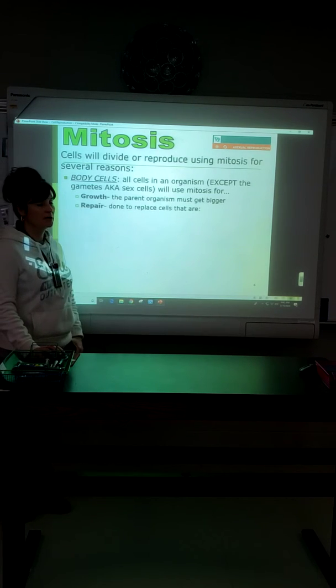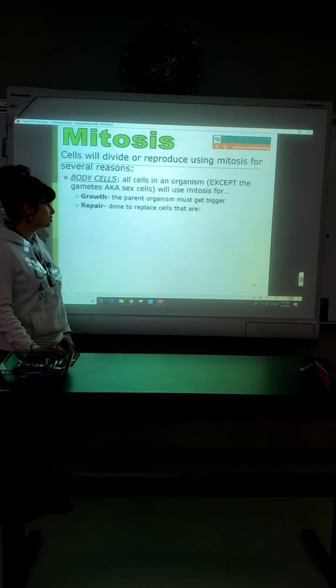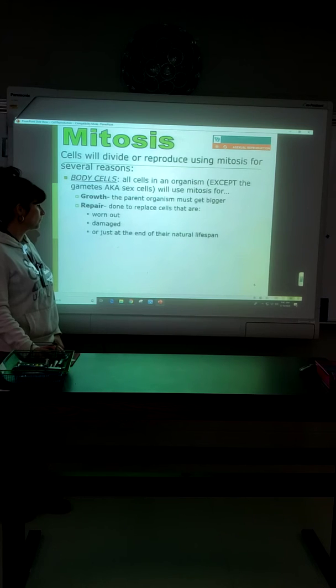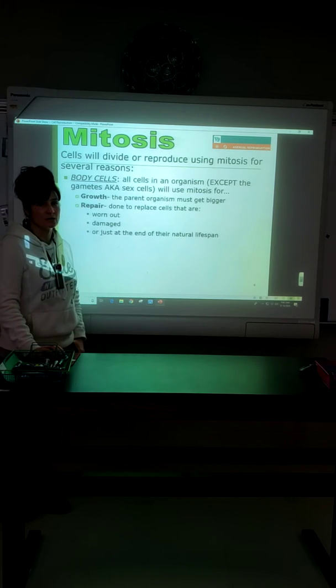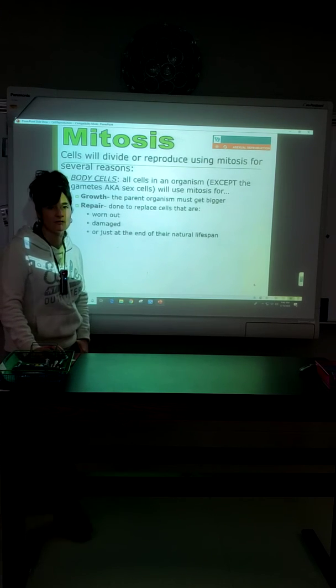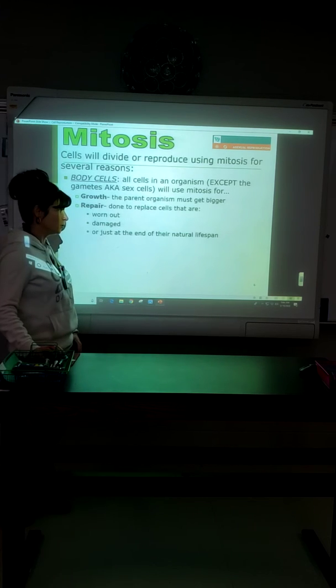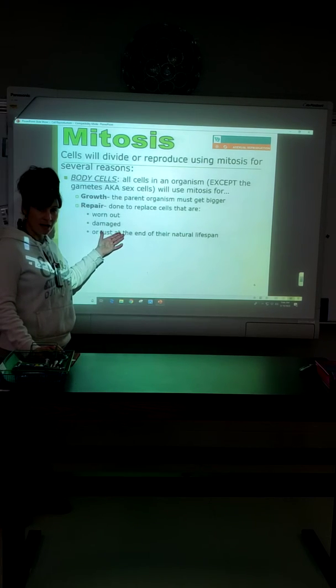Repairing: if a cell gets damaged, might just be worn out, or just at the end of its natural life cycle. A cell's not going to live forever. It's just like every living thing. It has a natural lifespan. And so at some point, it is going to die, to pass away and not be useful anymore. And so when that cell dies, you need another cell there to replace it.